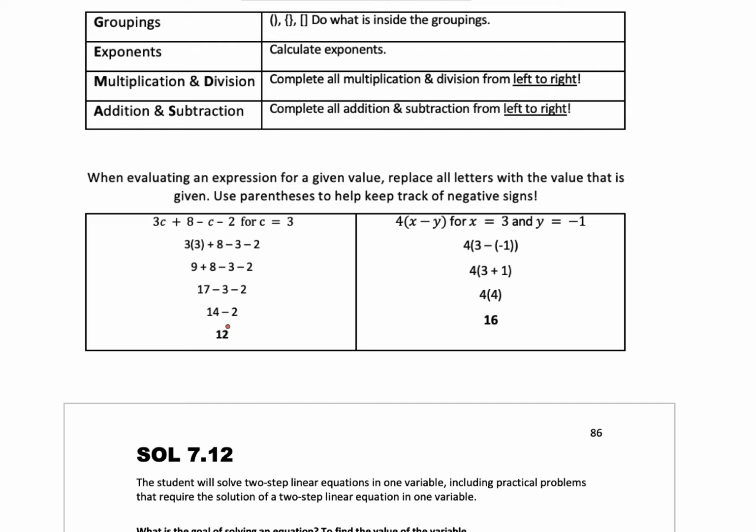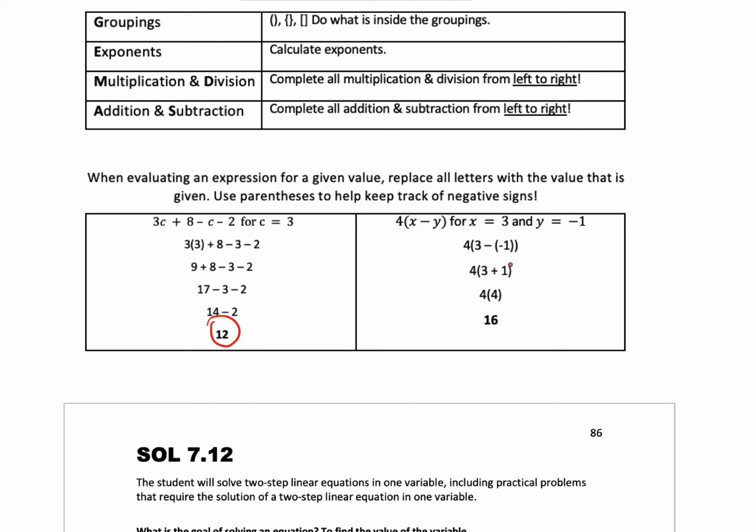Last step to get us 12 is our final answer. In the next problem, we have 4 times the quantity of x minus y, where x is 3 and y is negative 1. So we plug in a 3 for x and a negative 1 for y. So my 4 and my parentheses come down. 3 was x. My subtraction sign comes down from the problem, but I'm replacing y with a negative 1, so I have another negative sign in there.